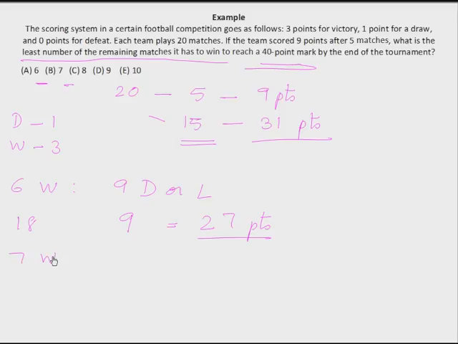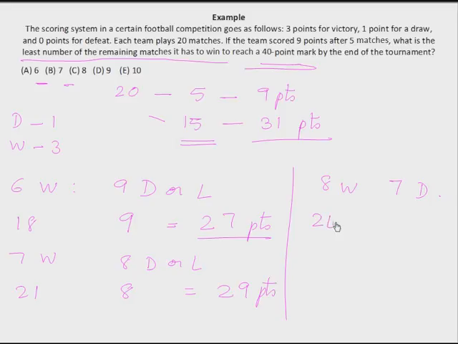7 wins. That would be 8 draws or losses. 7 wins would give me 21 points and 8 draws would give me 8 points. That's still just 29 points. Still not enough. Let's try 8 wins, which makes it 7 draws.